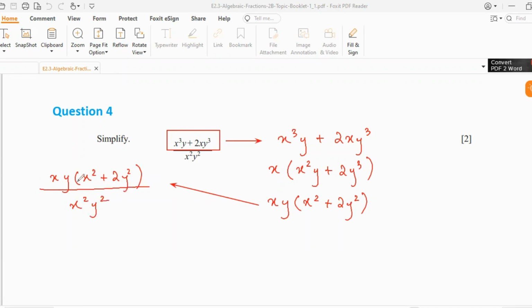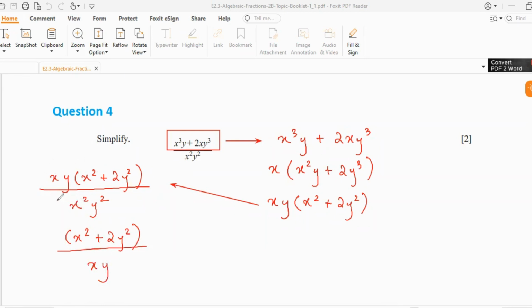Now, as you can see, there's an xy being multiplied to the bracket x squared plus 2y squared. And then there's an x squared y squared in the denominator. So which means if we simplify the xy over x squared y squared part, what we're left behind with is x squared plus 2y squared over xy.